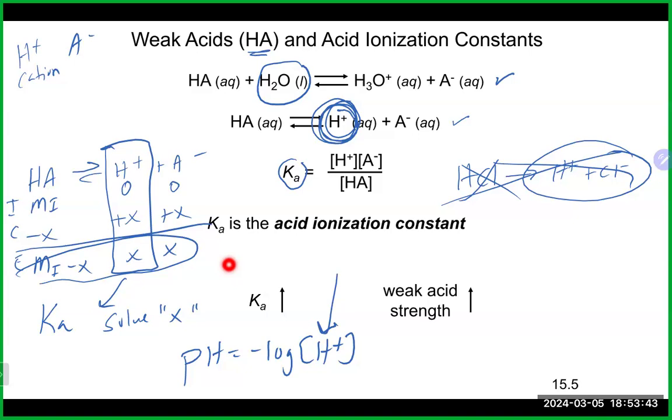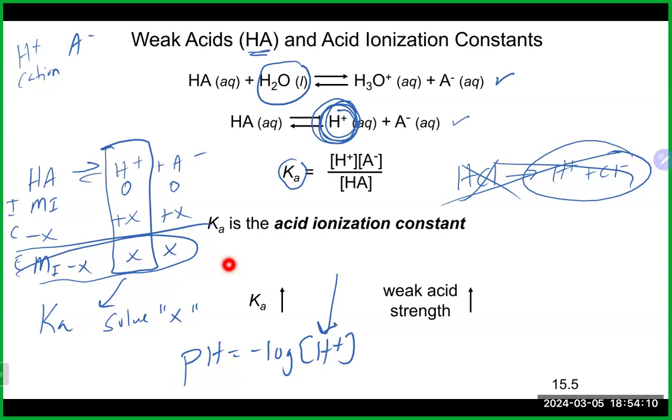So the ice table works the same way as it did in the previous chapter, which means if you have a perfect square, you could do that. If you want to do the quadratic, you could do that. You could also do the assumption, if that's possible in this situation. And you will solve it one of those 3 ways. In most cases, you're just going to get that x value, which is usually your H plus concentration, and pop it into your pH equation and get the pH of the solution.